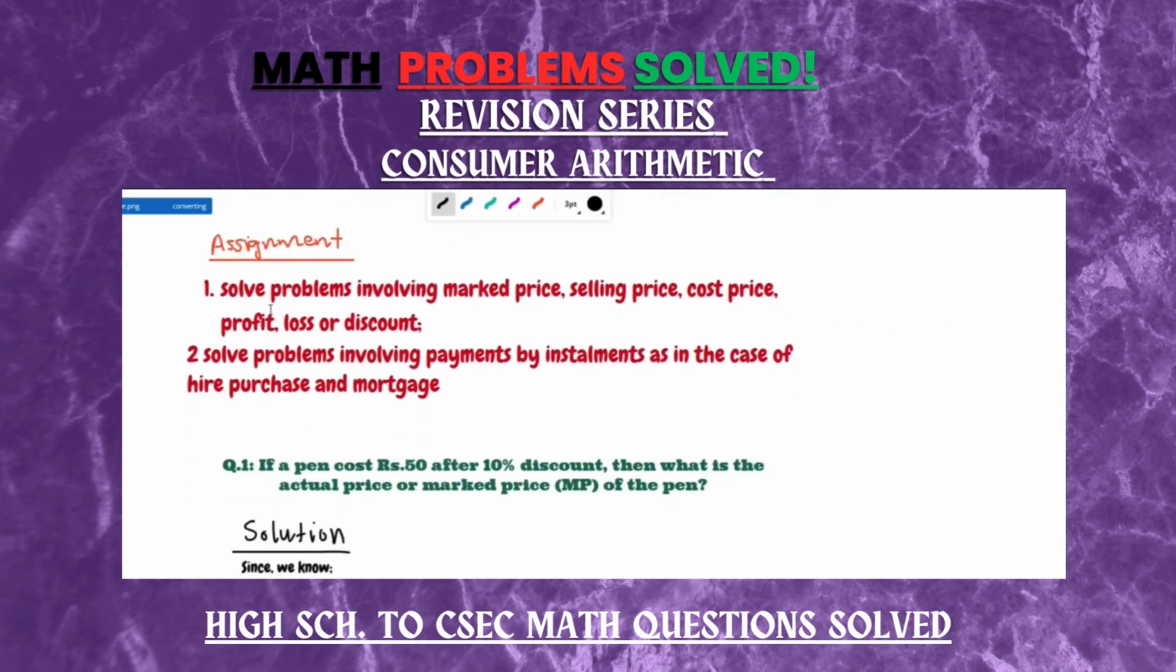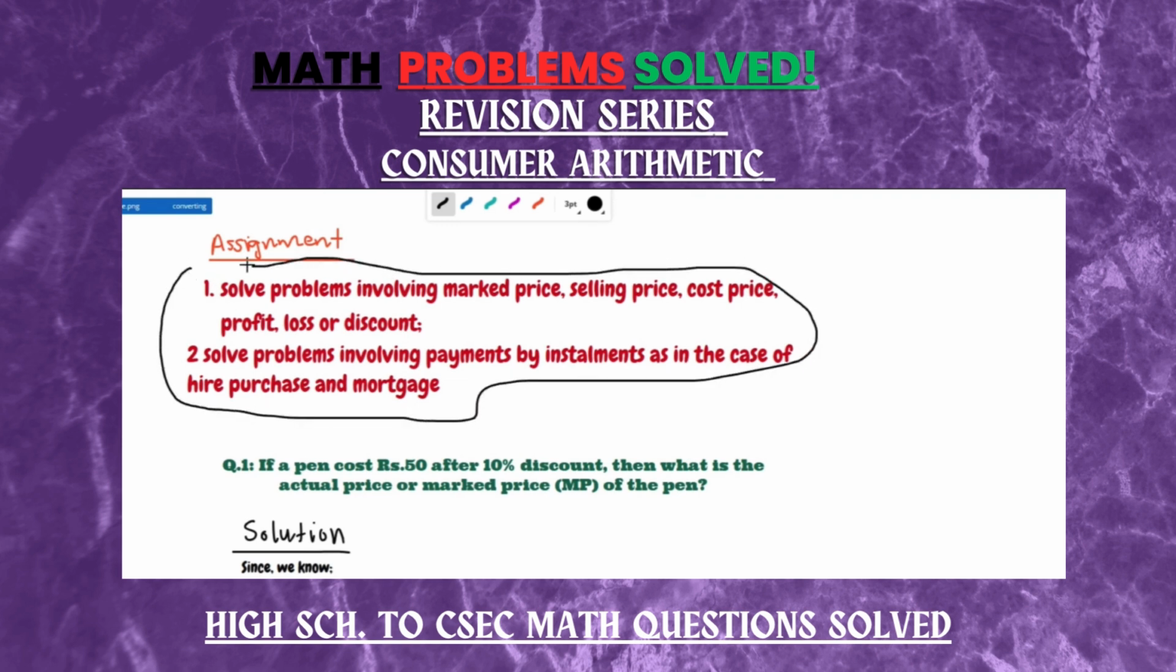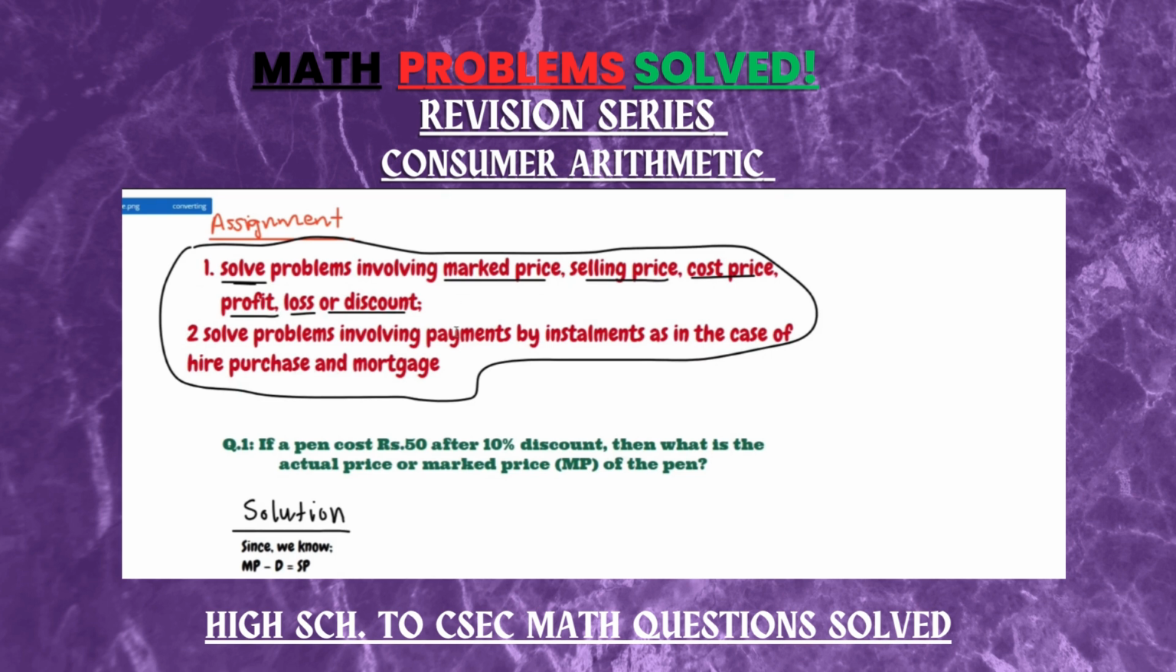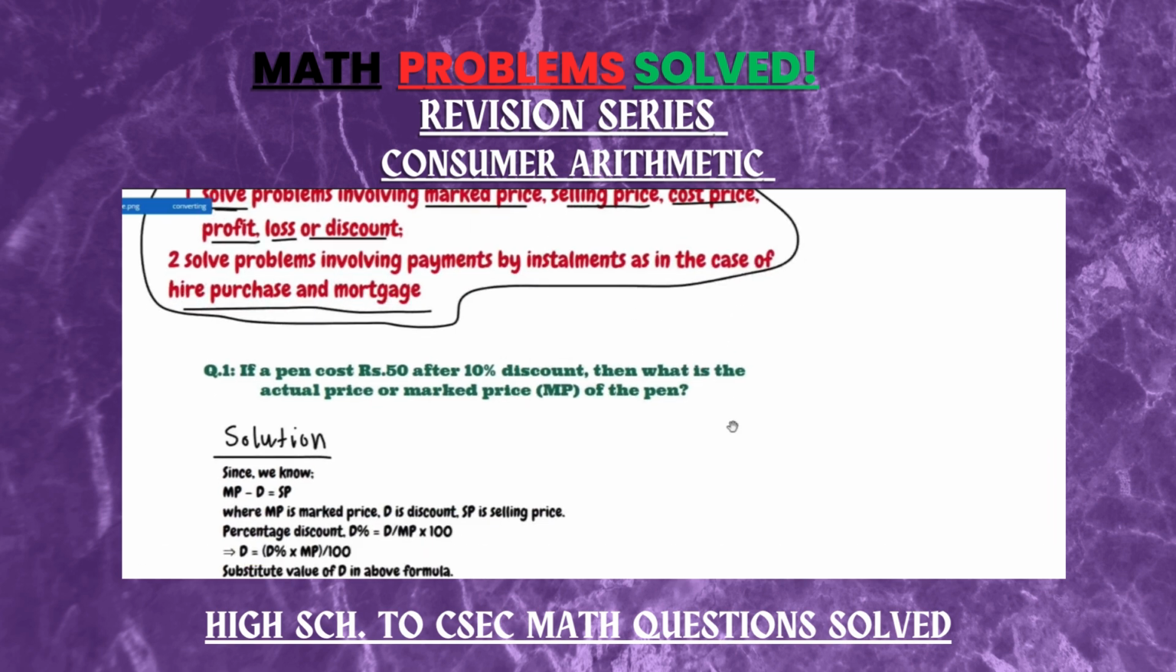Here you have to understand and try to find problems related to these topics, because these are included in this topic, but we don't have time to discuss many problems here. So you should try these things by yourself. You should find problems involving market price, selling price, cost price, profit, loss, or discount. We already discussed a few examples above, and we will try one or two examples below. But you should try by yourself, finding problems related to this topic and solving them. Also solve problems involving payments by installment, as in the case of hire purchase and mortgage. So you should find and solve these problems by yourself.